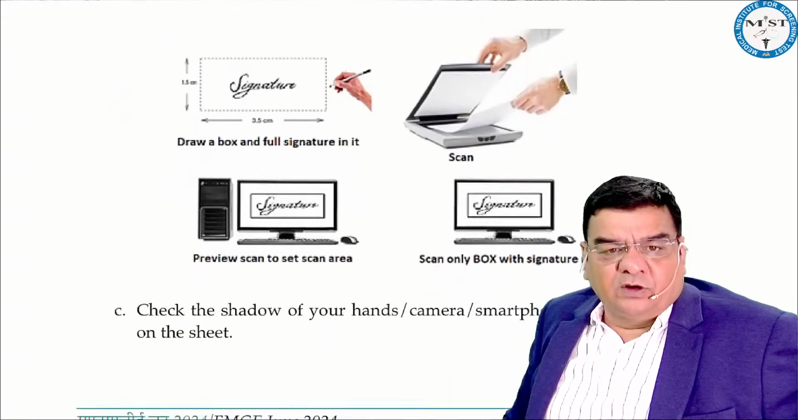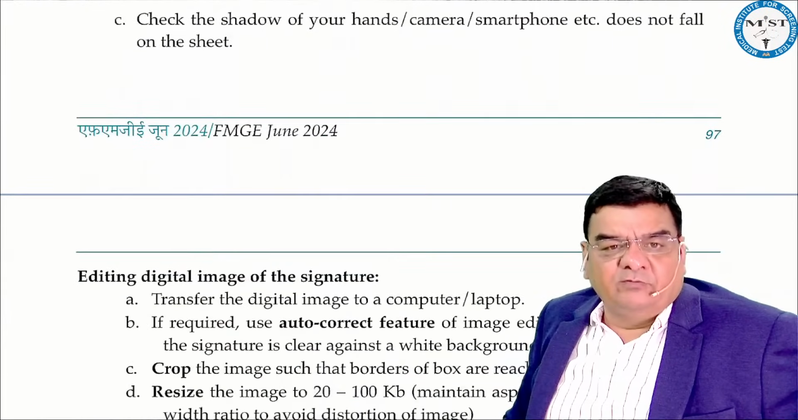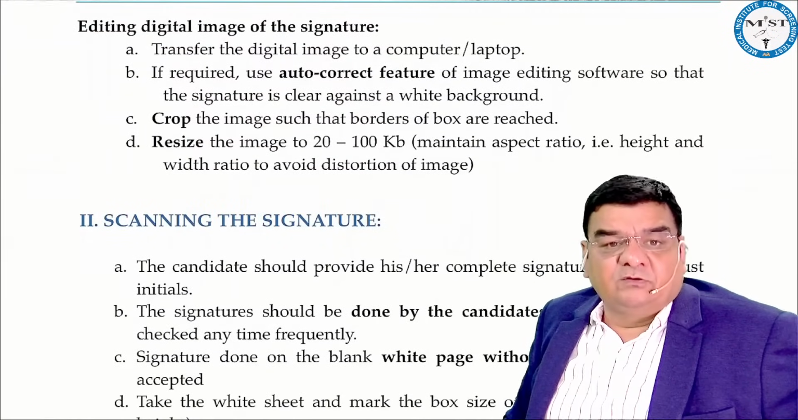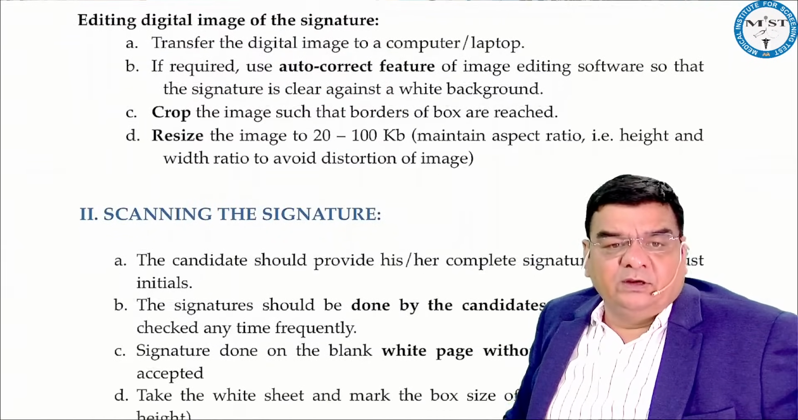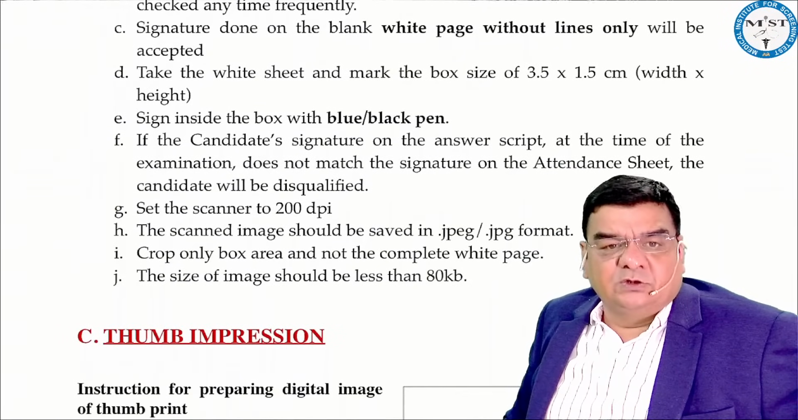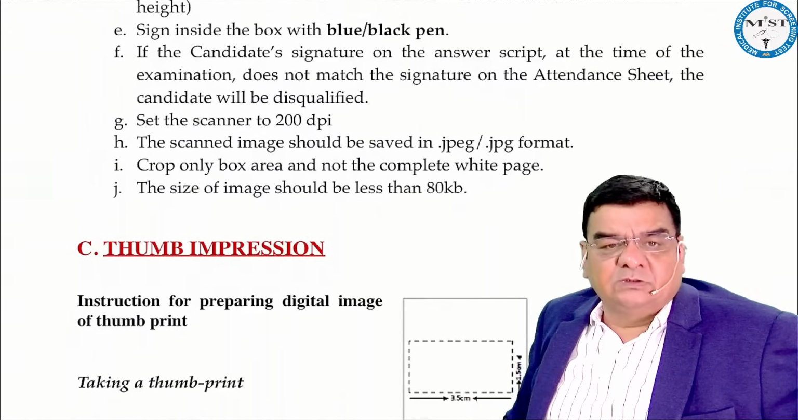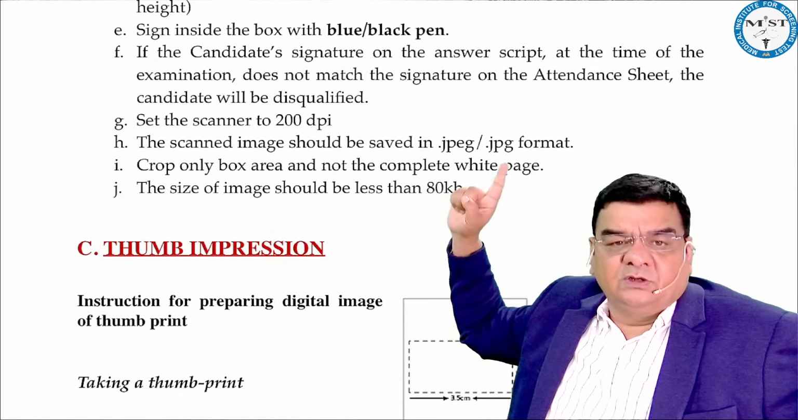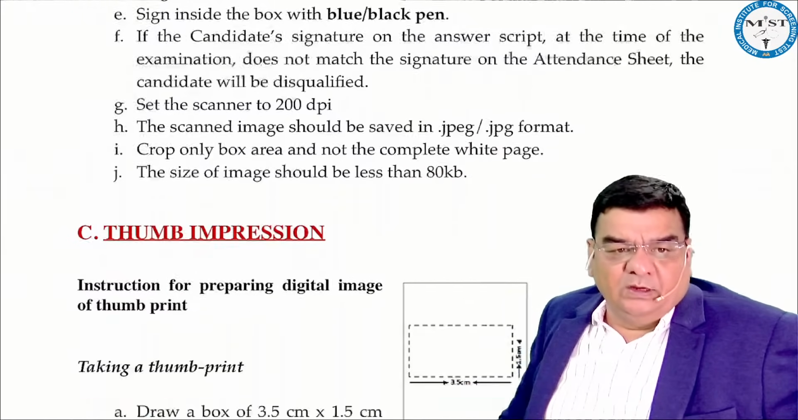It should be photographed with a proper camera with more than 5 megapixel, and the size of the file should be 20 to 100 KB. Less than 80 KB, try to stick to that. You have to use only a blue or black pen, right? You cannot use any red pen or something like that. And the scanned image should be in the JPG or JPEG format only.